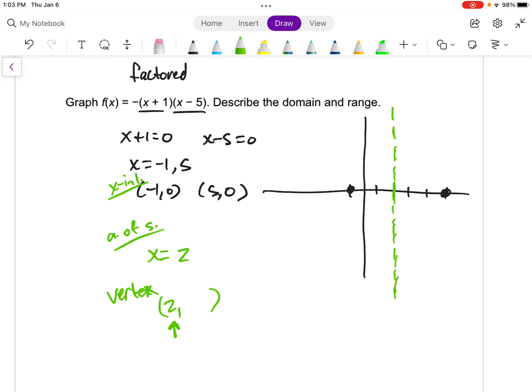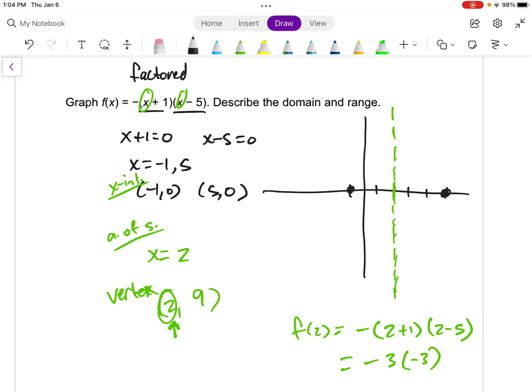All right, now all I'm really missing is the y-coordinate of the vertex, and then we could sketch this. Well, we know how to do this. We talked about this in the last lesson. If I know an x and I want to find a y, I can just plug it in for x in my equation. So f of 2 equals negative, plug in 2, (2 plus 1) times (2 minus 5). That tells me my y-coordinate. So negative, 2 plus 1 is 3, times 2 minus 5 is negative 3. I multiply those together, positive 9. So my vertex is at (2, 9).